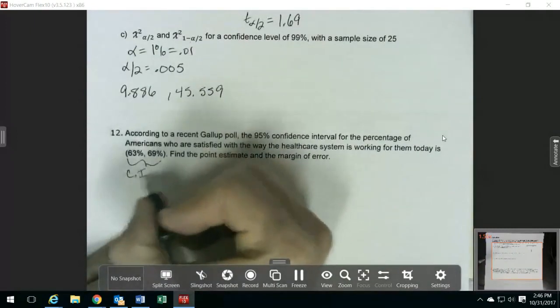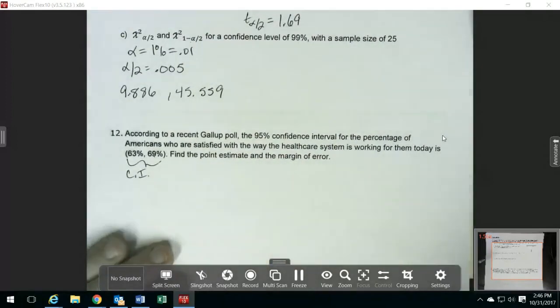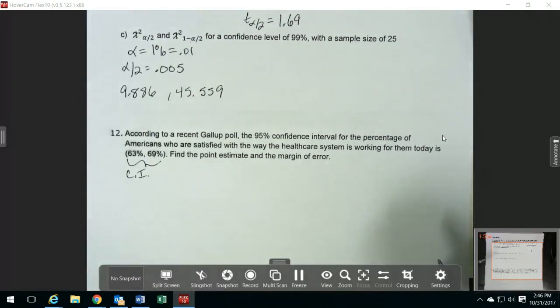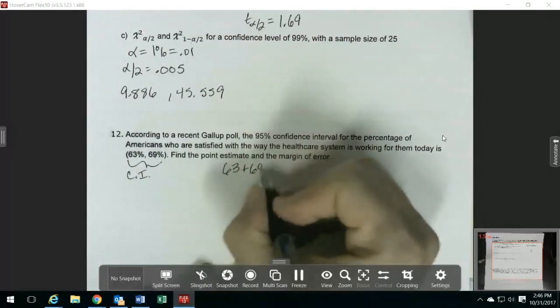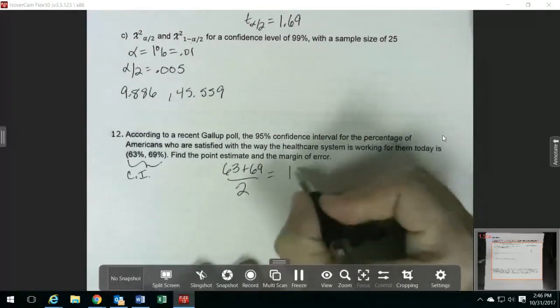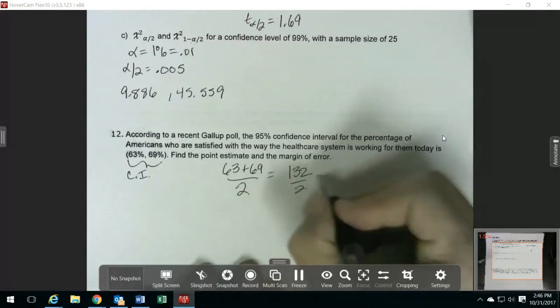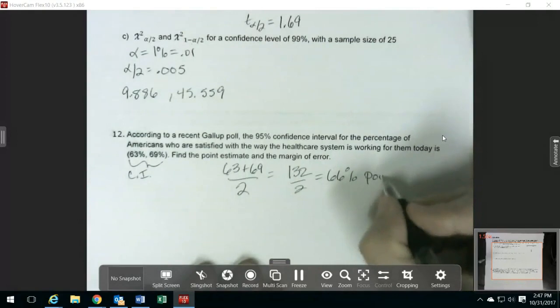In this one, they're already giving you the confidence interval, and then they're asking you from that to find the point estimate and the margin of error. So just remember that if you have either proportions or means, the point estimate is exactly halfway in between the 2 ends of the confidence interval, exactly in the middle of the confidence interval. So you can even take the 2 values, the 2 limits, and just average them. So just add them up and then divide by 2. So our point estimate for this would be 66%.